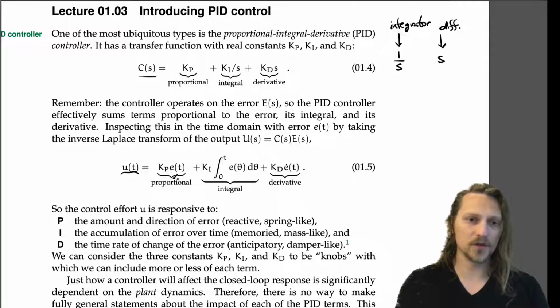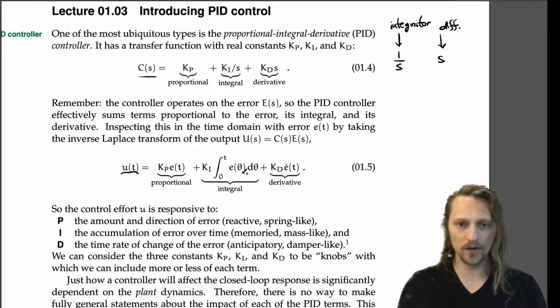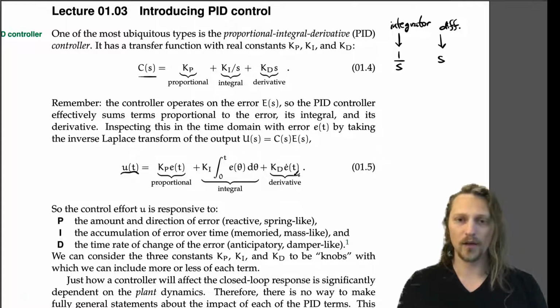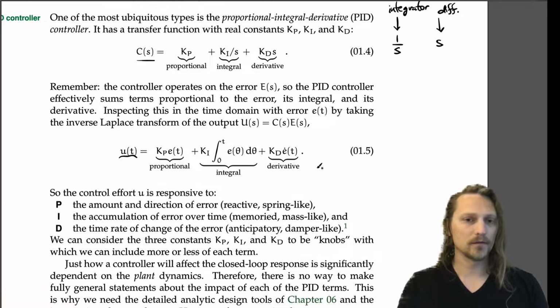We still have the proportional term, which has the error as a function of time being scaled, summed with two other terms. The integral term, which has the integral of the error from 0 to the current time, multiplying the integral gain. And then we have the derivative term, which has the time derivative of the error multiplying the derivative gain.